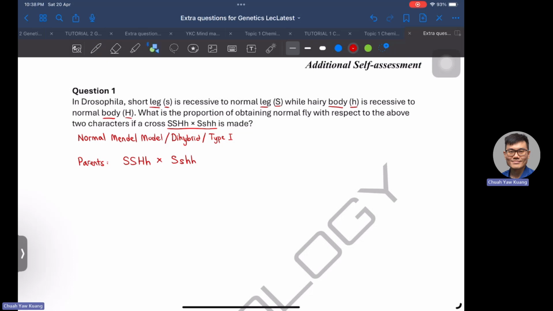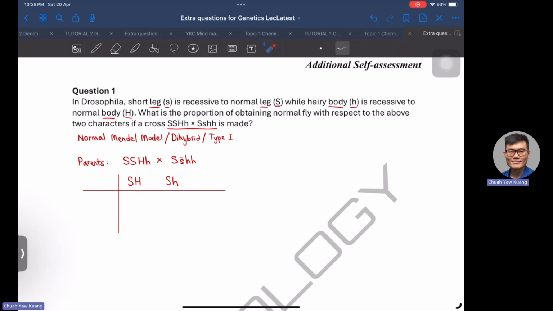Then next, second step is we will find all the possible gametes. As usual, we will draw the Punnett square in order to list out all the gametes that can be produced by each of the parents. So the first parent is going to produce how many types of gamete? The first type is the big S, big H. The second would be the big S and small h. Then there are only two that can be produced.